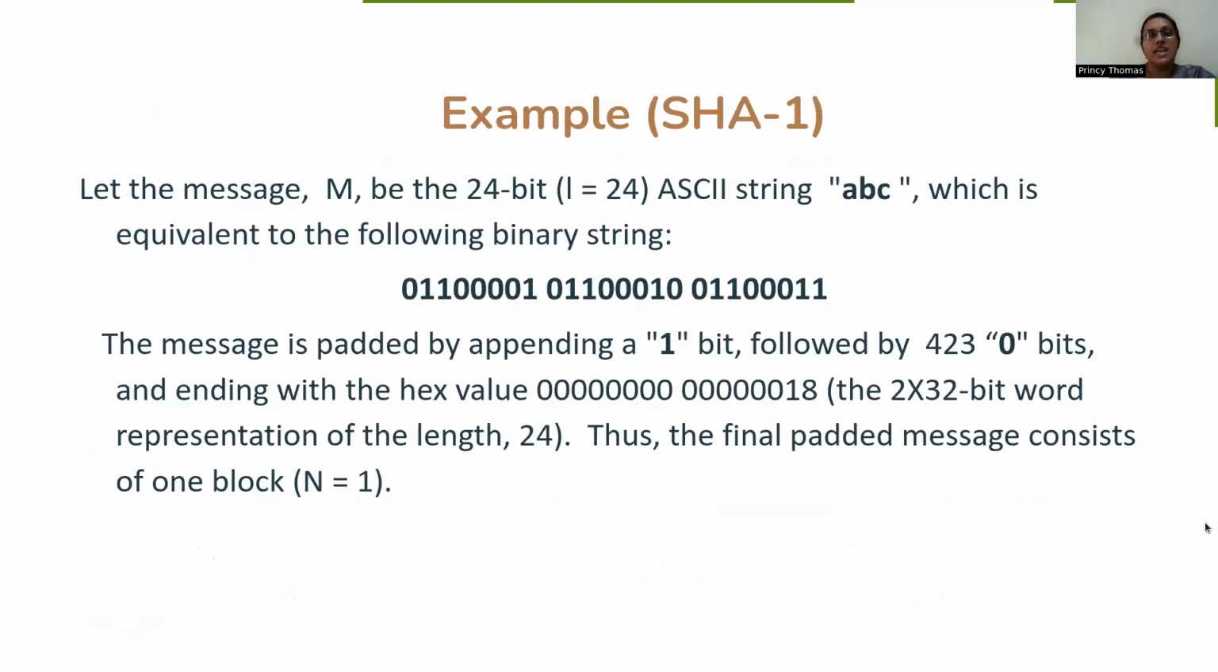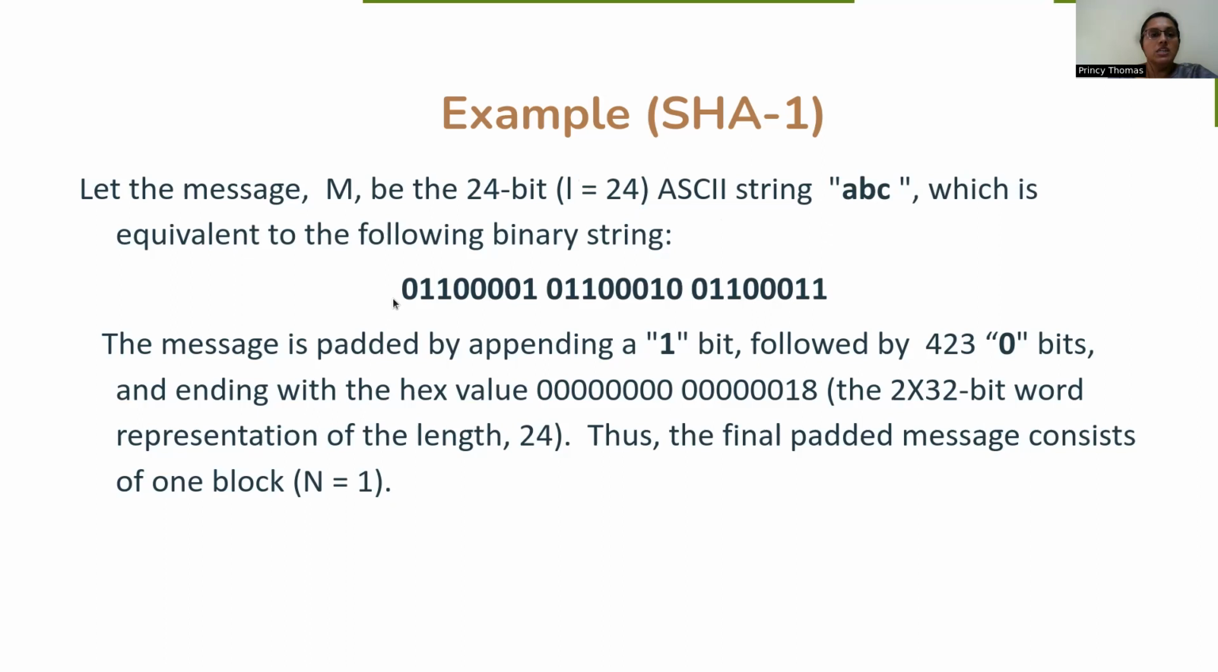Now we see an example of SHA-1. You saw the algorithm already, and the 512 is also similar to this SHA-1. The message over here is a 24-bit ASCII string ABC. Each character is a byte, and there are 3 bytes, so it is 3 into 8, 24. So the length is 24.